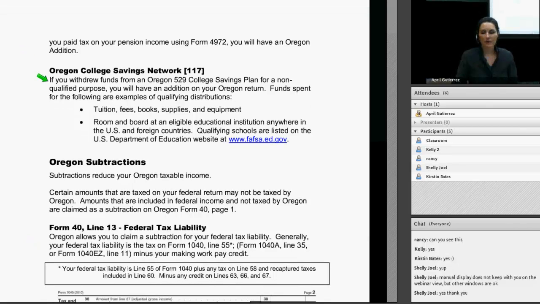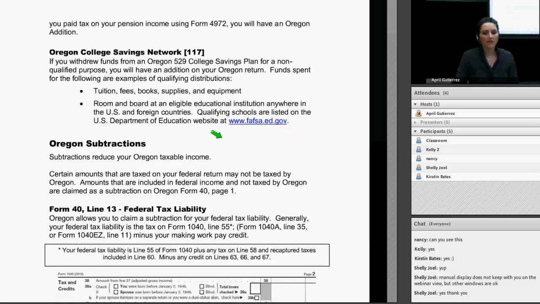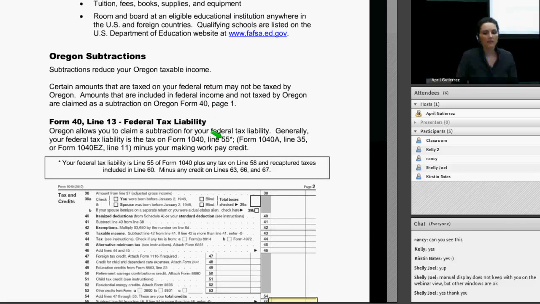Oregon College Savings Network. If you withdrew funds from an Oregon 529 college savings plan for a non-qualifying purpose, you will have an addition on your Oregon return. Funds spent for the following are examples of qualifying distributions: tuition fees, books, supplies, and equipment, and room and board at an eligible educational institution anywhere in the United States and in foreign countries. Qualifying schools are listed on the U.S. Department of Education website at this URL.